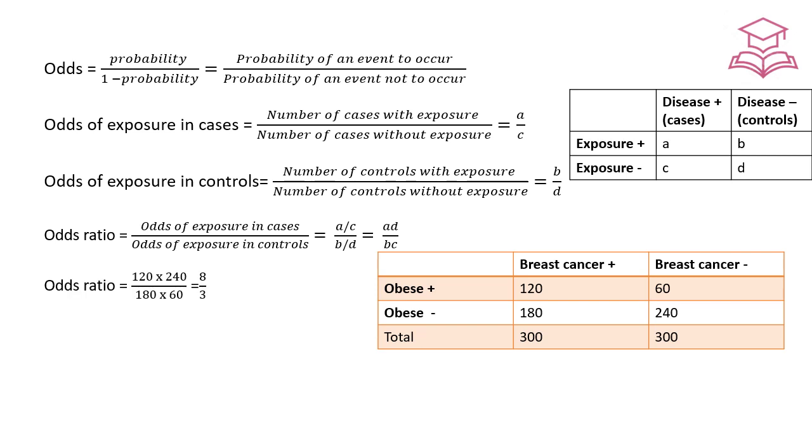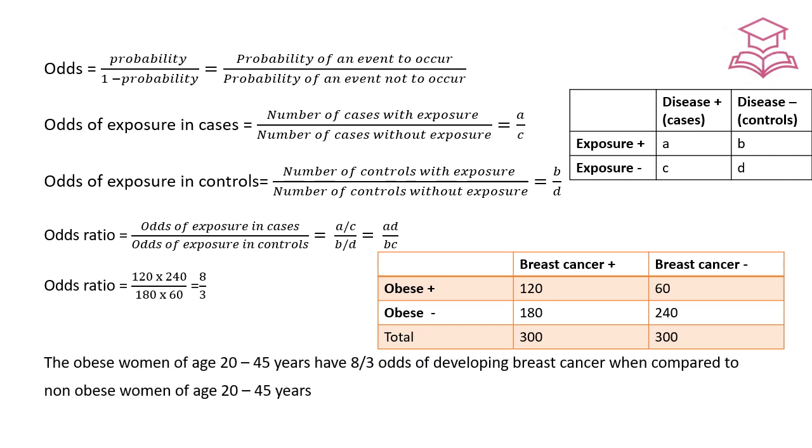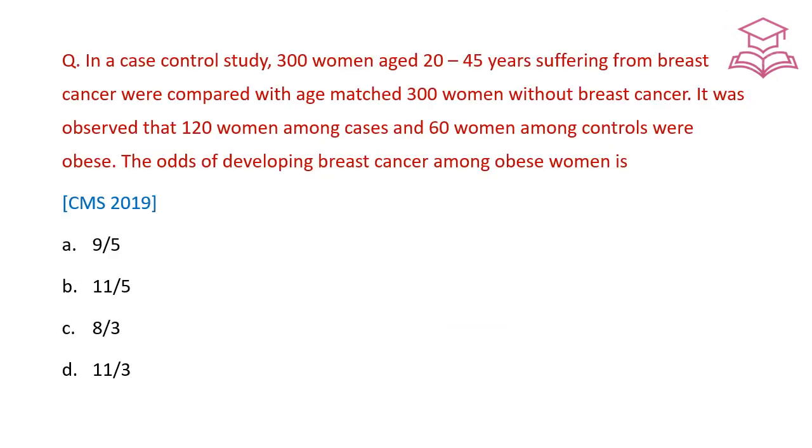So here the odds ratio is the cross product ratio, that is 120 into 240 by 180 into 60, which is equal to 8 by 3. The result is interpreted as the obese women of age 20 to 45 years have 8 by 3 odds of developing breast cancer when compared to non-obese women of age 20 to 45 years. Now coming back to the question, the answer is 8 by 3.